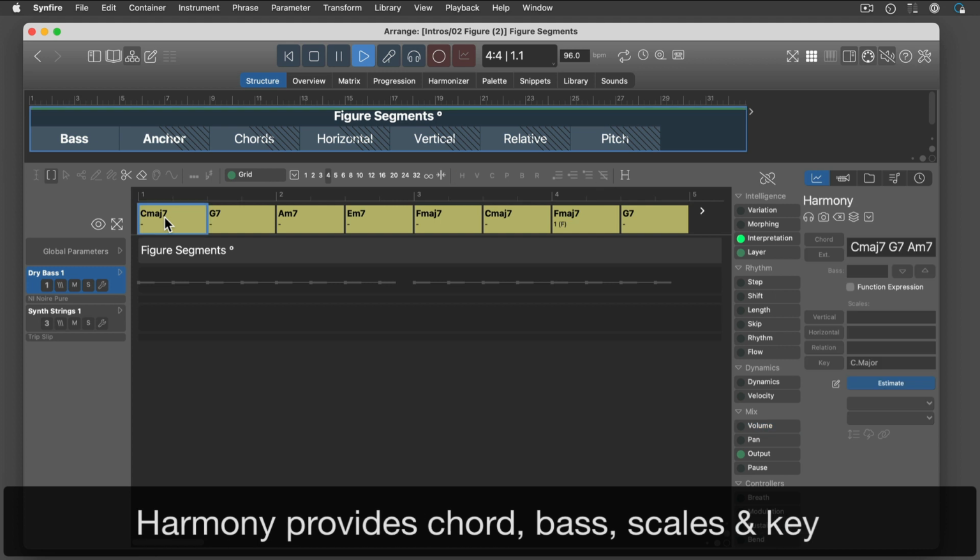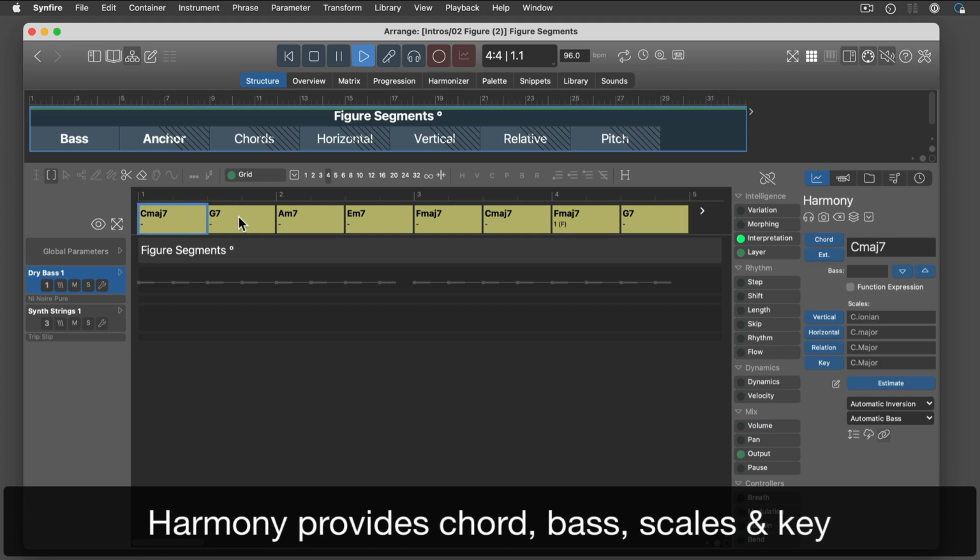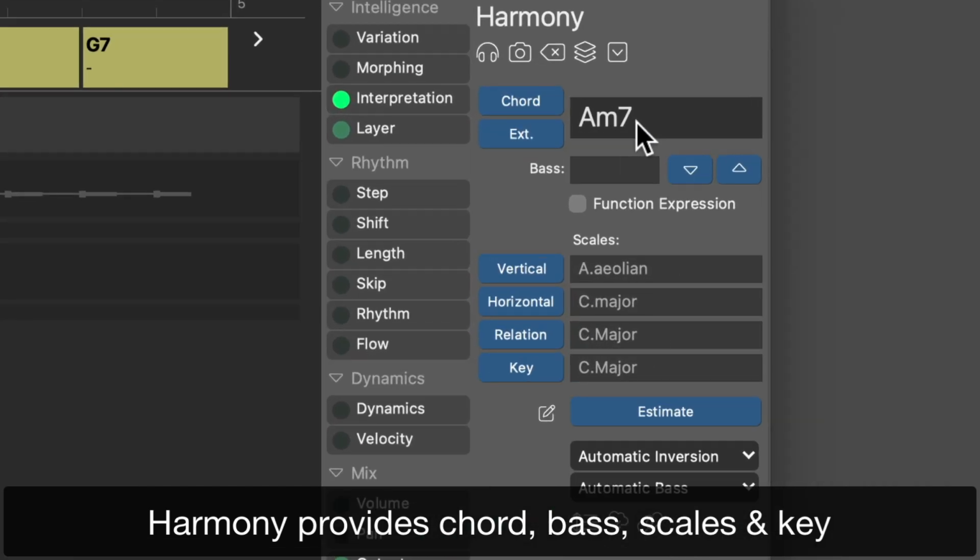In order to understand figure, you need to know that the harmony parameter provides everything Synfire needs to render the different types of figure symbols: chord, bass, two scales and the key.